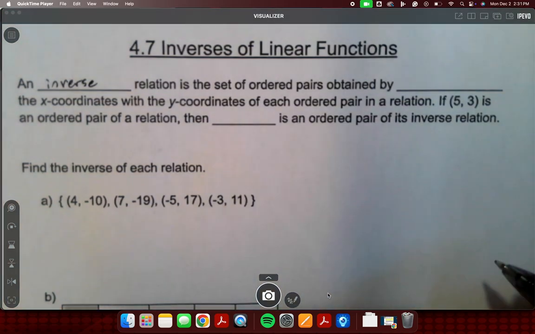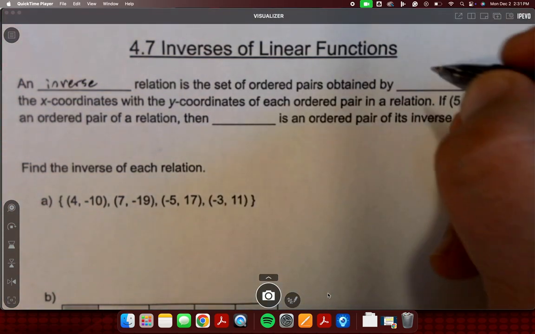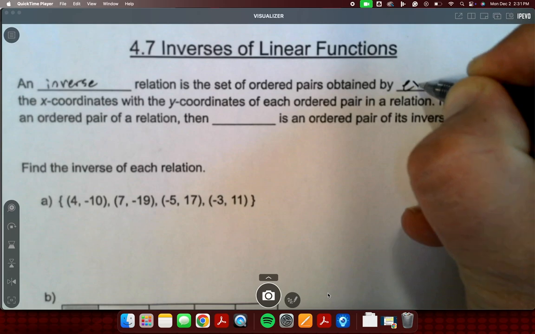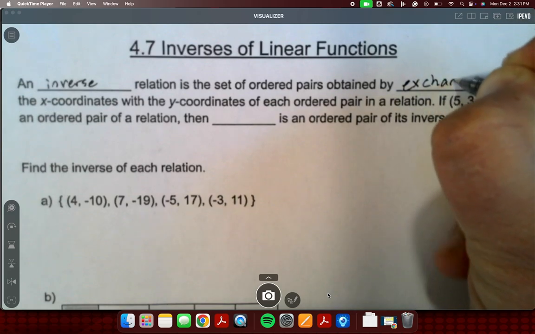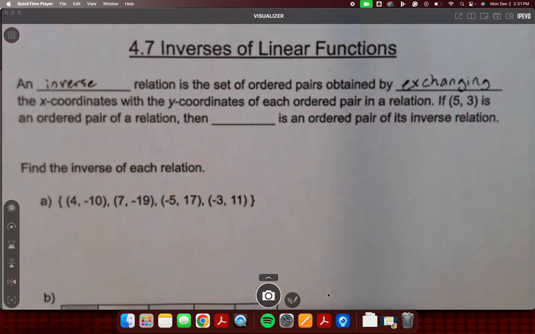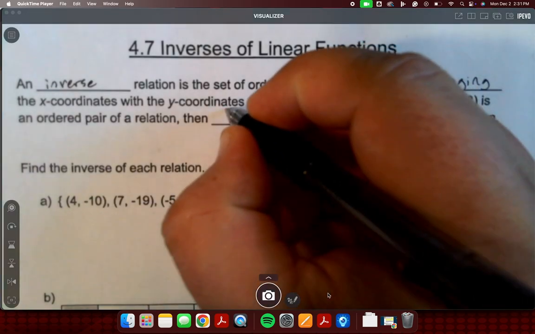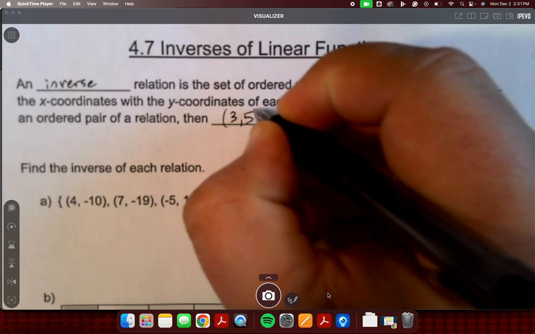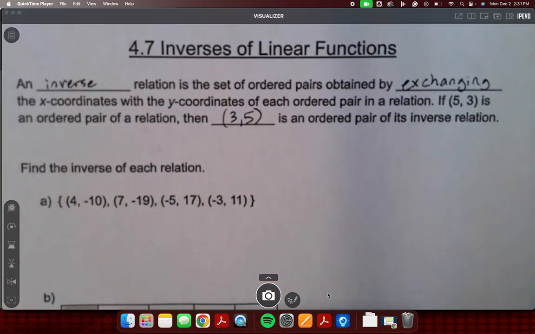is a set of ordered pairs obtained by exchanging the x-coordinates with the y-coordinates of each ordered pair in a relation. If (5, 3) is an ordered pair of a relation, then (3, 5) is an ordered pair of its inverse relation.